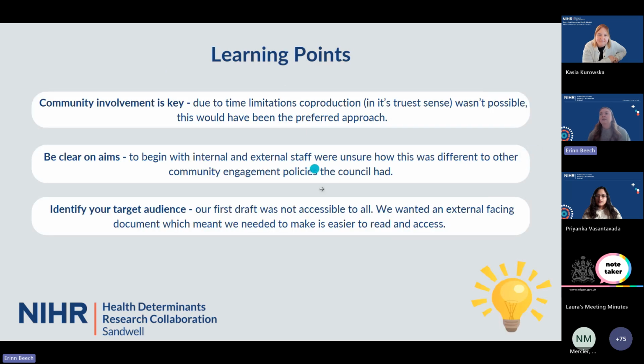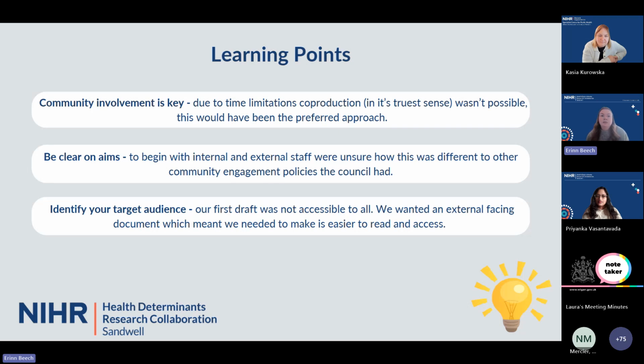And then finally, we thought it would be quite good to just say some learning points and things that maybe if we were to go back to the start, we'd do differently. So the main learning point, which I'm sure all of you will be more than aware of, is that community involvement is key. So as I mentioned, this was something that we needed to get done within the first year, 2 years of our delivery.